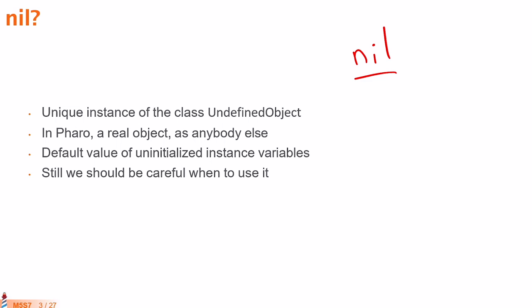The main difference between Pharo and Java is that in Pharo, nil is a real object, as any other object in the system, but it's just a singleton object. There is only one instance of UndefinedObject.